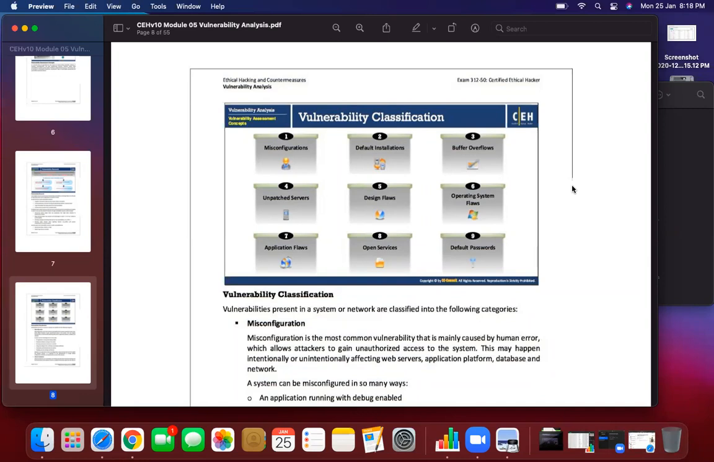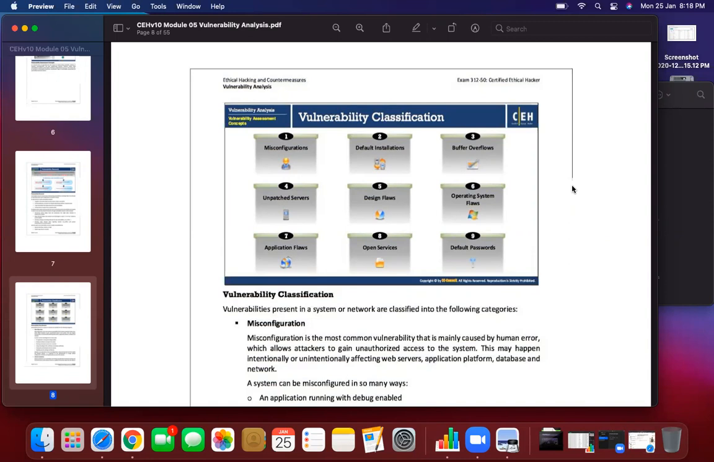Fifth is design flaws. Issues happening because of design flaws come under this classification. Operating system flaws: vulnerabilities because of the OS come under this category. Issues happening because of application level flaws come under this category. Vulnerabilities happening because of some open services. Suppose in a network there are 100 open services, and we don't even need 90 of them. So what is the meaning of opening those 90 services or those 90 ports? It doesn't mean anything. So vulnerability happening because of open services which are not needed comes under this classification.